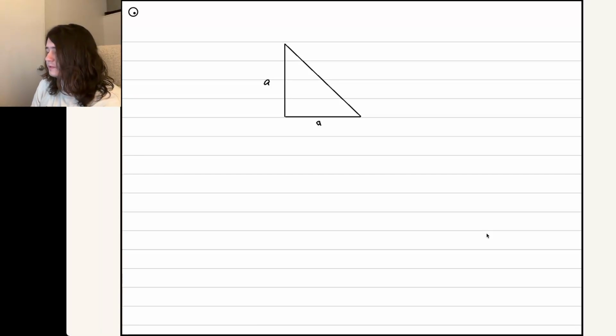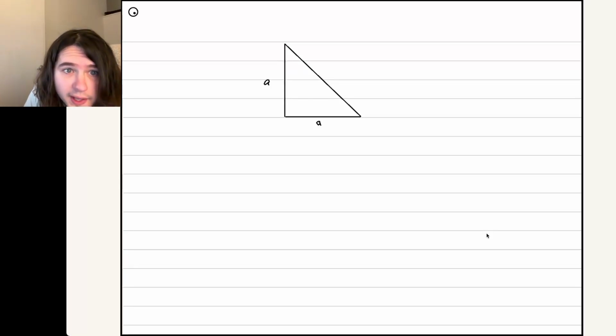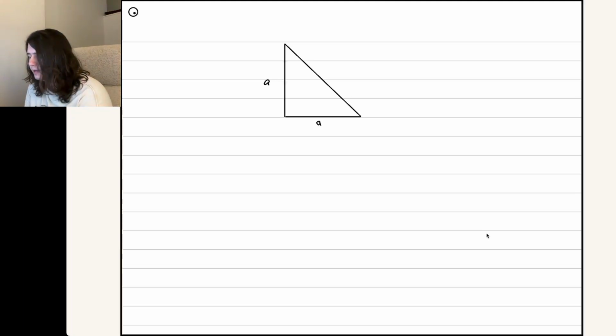Alright, silly people, here's the situation. We have a triangular waveguide with side length A, and it's a right triangle. And we are meant to find the propagation modes for electromagnetic waves in this waveguide.